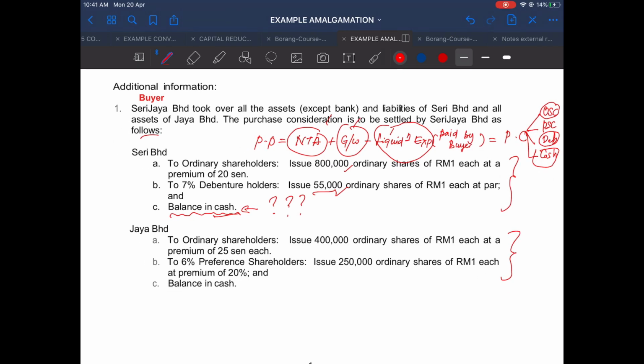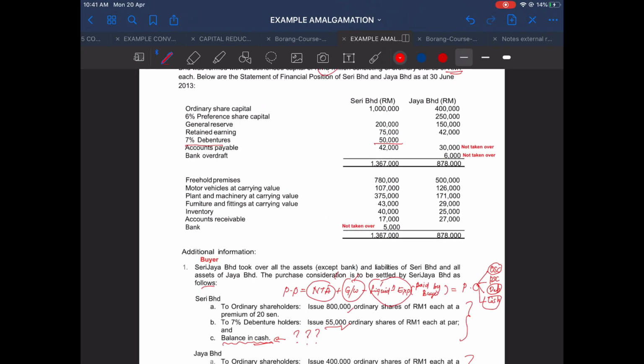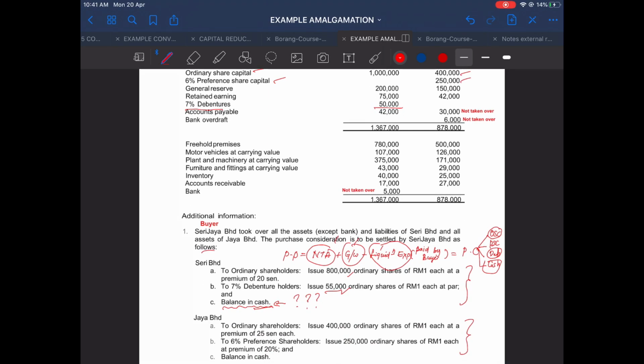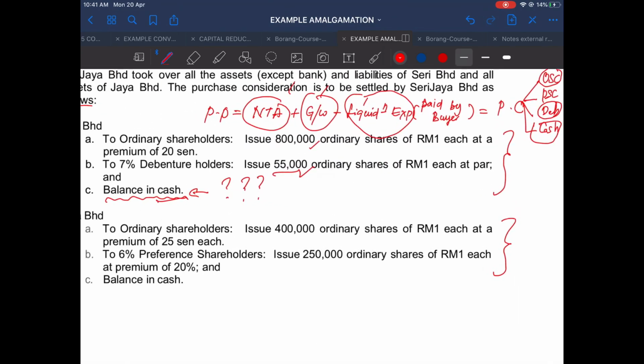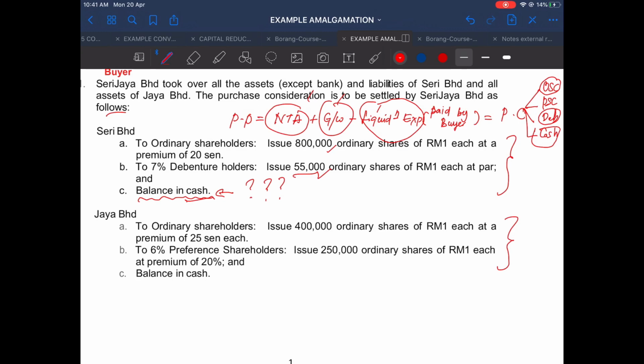For Jaya Berhad, the ordinary shareholders and the preference shareholders are the parties involved in the company. To them, Sri Jaya will pay the ordinary shareholders 400,000 ordinary shares at a premium of 25 cents. And to the preference shareholders, Sri Jaya will pay 250,000 ordinary shares at a premium of 20 cents, and the balance also in cash, which is also not mentioned in this example.